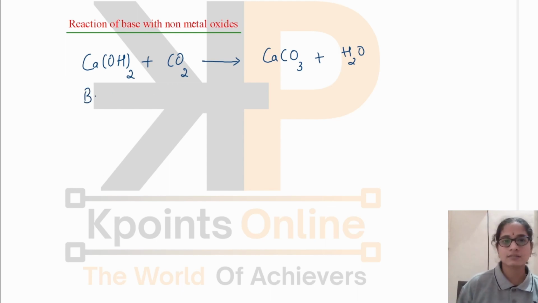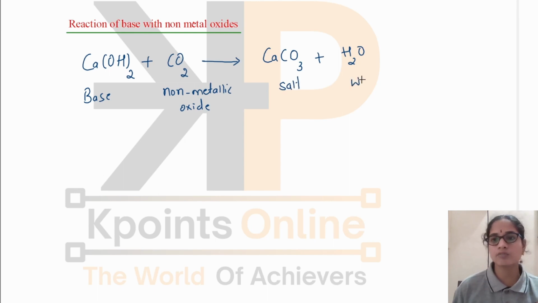This is a base and this is a non-metallic oxide. There is a formation of salt and water here. Can you remember this equation? Yes, we have seen it a little before. That is for testing the carbon dioxide gas. It is a non-metal oxide and we make it react with calcium hydroxide, that is a base. Here there is a formation of salt and water again. Again, what does this indicate? It is a neutralization reaction where the base might have reacted with an acid, which indicates that non-metallic oxides are acidic in nature, because here acid and base react to form salt and water.